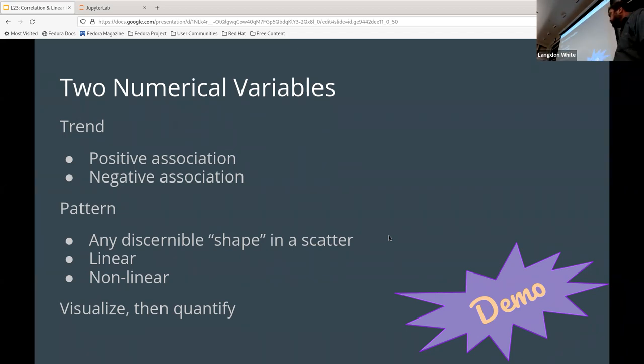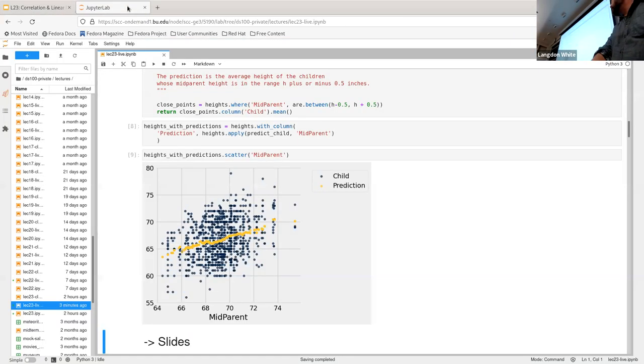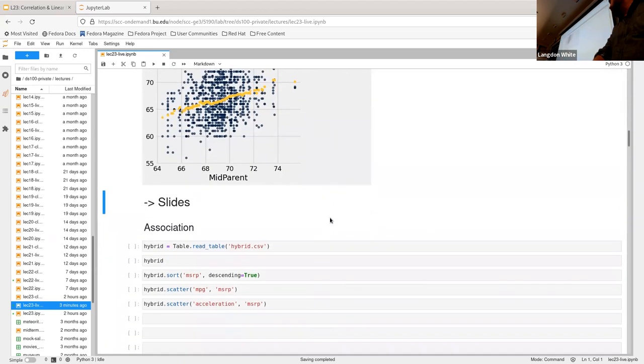So what we've been doing thus far is we visualize it, then we quantify what we're doing. And so we're going to do that a little bit here.